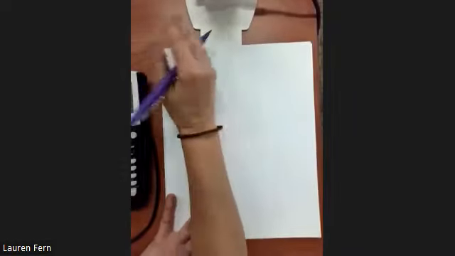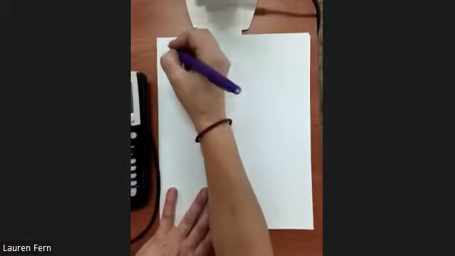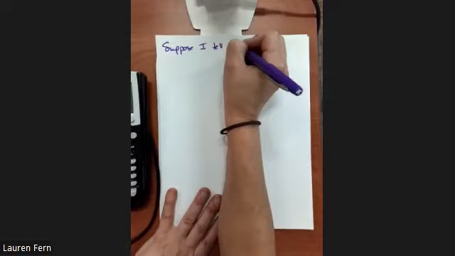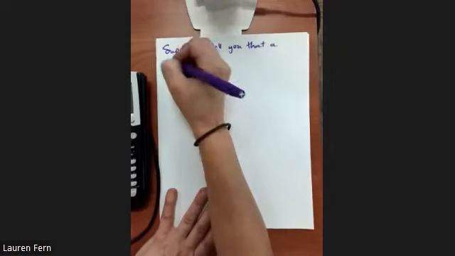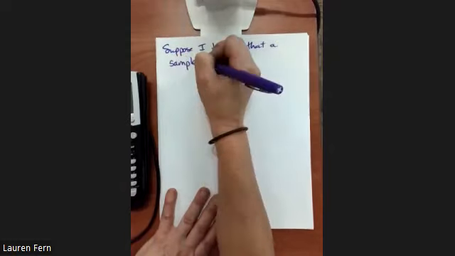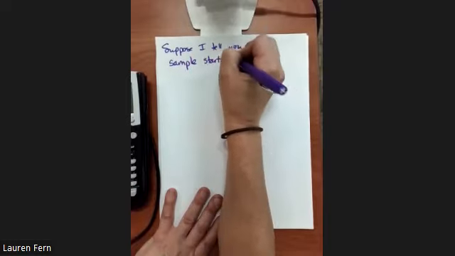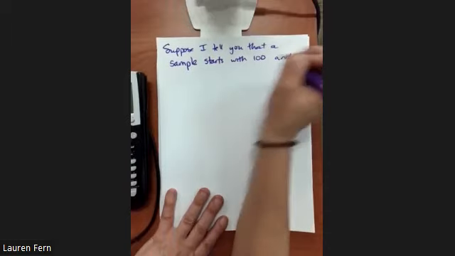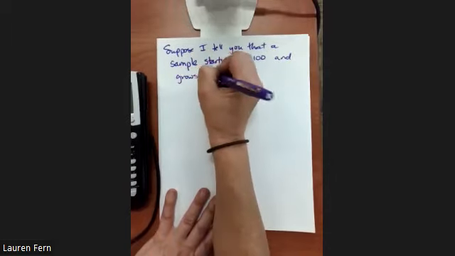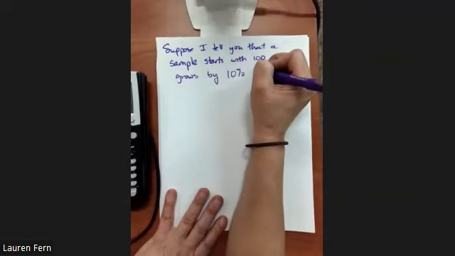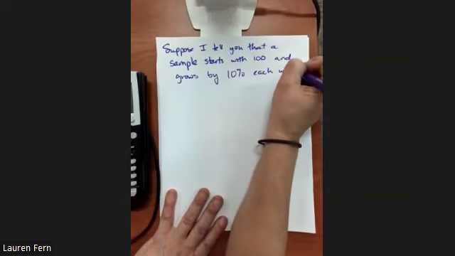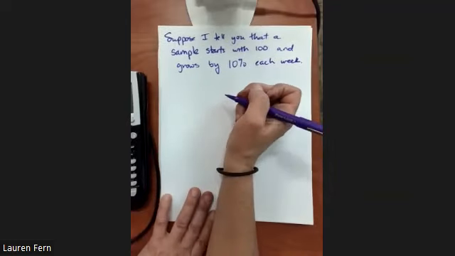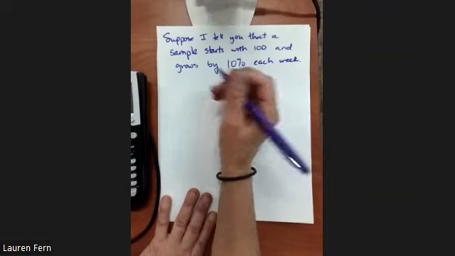Let's start with something concrete though before we jump to it. So suppose I tell you that a sample of who cares what starts with 100 and grows by 10% each week. Can we write the equation of the exponential function that models this?